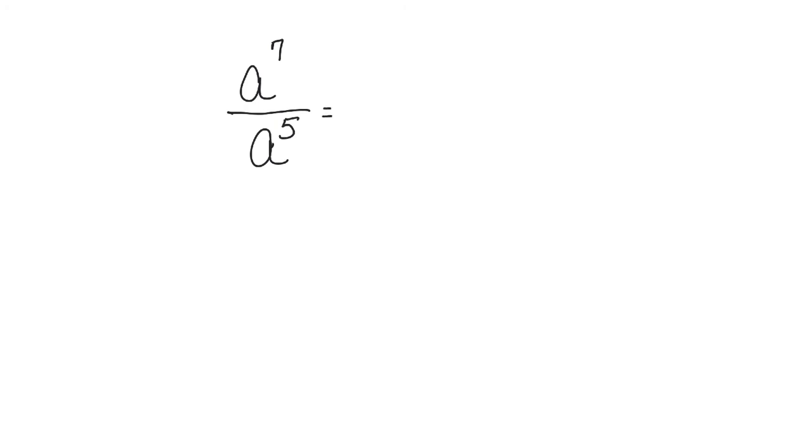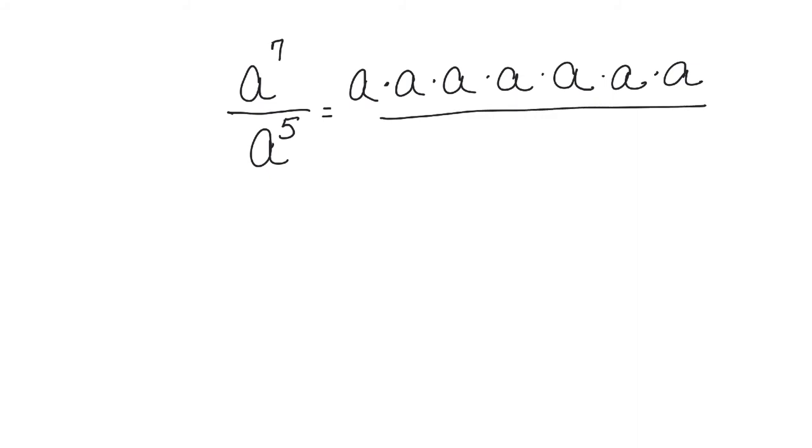In order for us to reduce this algebraic fraction, the first thing I'm going to ask you to do is to apply the prime factorization of the numerator. In other words, we're going to take a to the 7th and write it as a product of primes. So I'm going to write it as a times a times a times a times a times a times a, divided by a to the 5th, which means a times a times a times a times a.